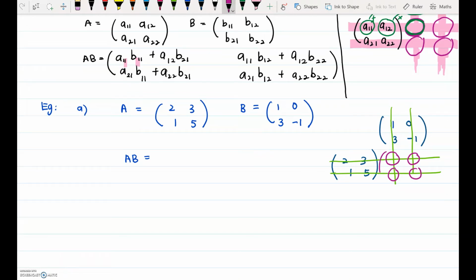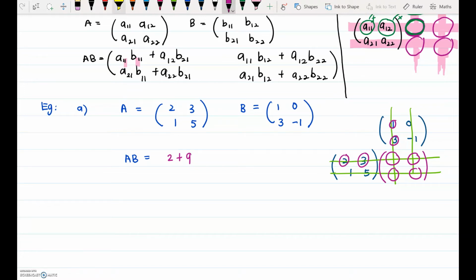So meaning you will get AB, the product of A times B, with the size of 2 by 2. Now the first entry is 2 times 1 plus 3 times 3. Let's look at here: 2 times 1 is 2, so 2 plus 3 times 3, plus 9.